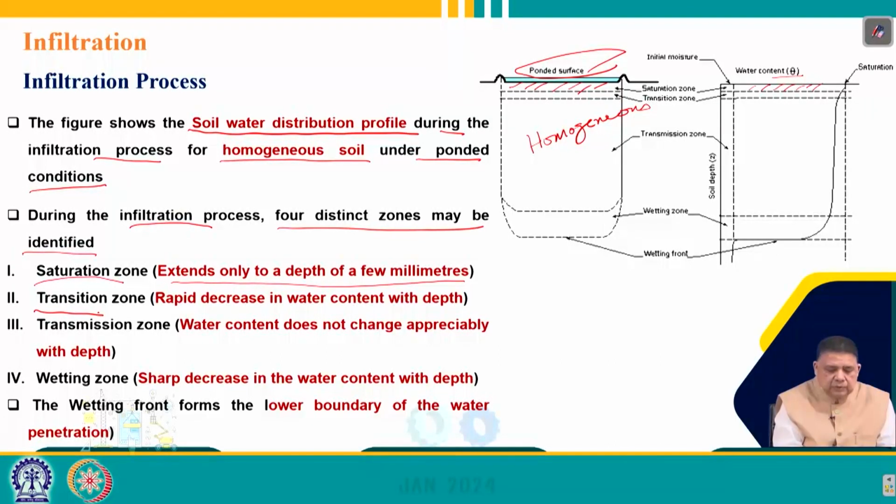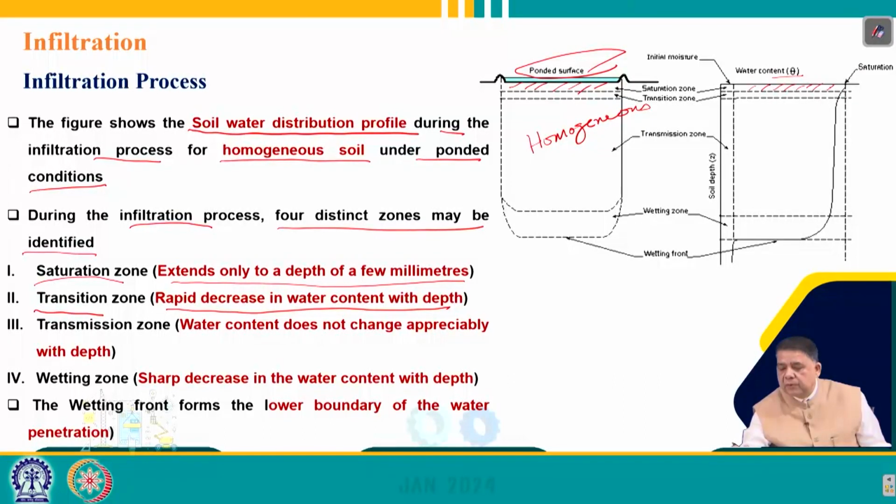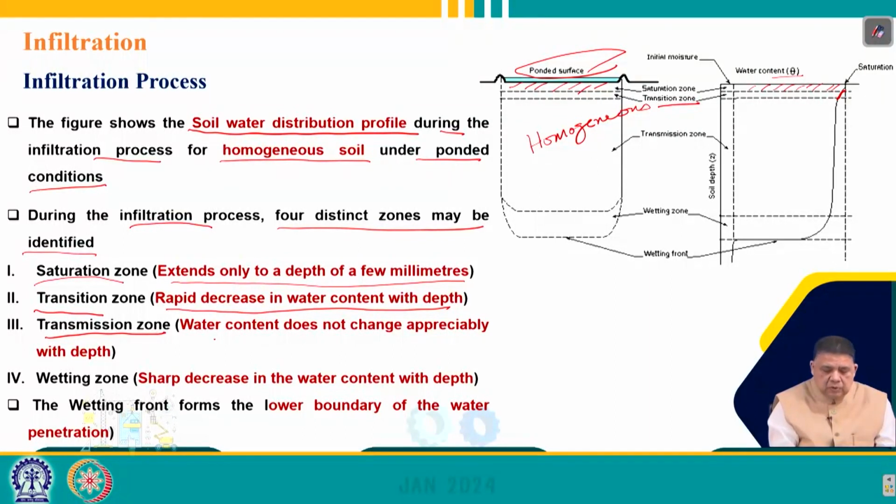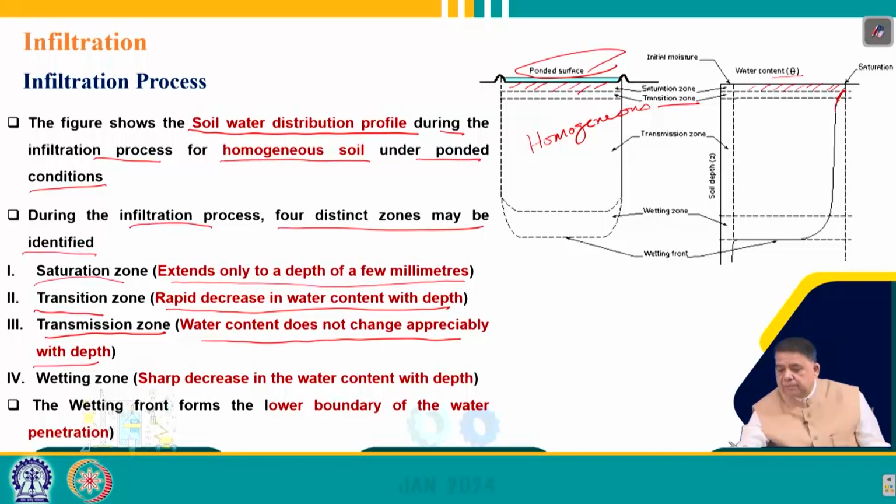Then comes the transition zone, where there is a rapid decrease in water content with depth. So, just below the saturation zone, there is a transition zone, where you can see that there is a sharp decrease in the water content. The third is the transmission zone, where water content does not change appreciably with depth. So, obviously, as you can see here, this particular transmission zone, which takes the water further downwards, extends for a much larger depth, and as you can see, the moisture content is almost constant in the entire profile.